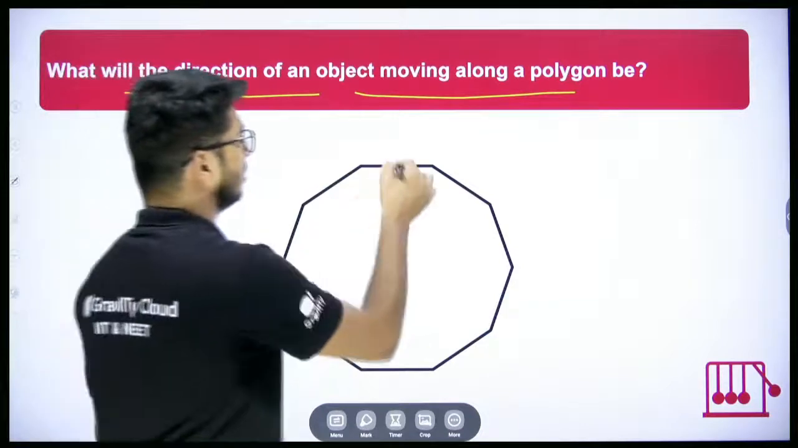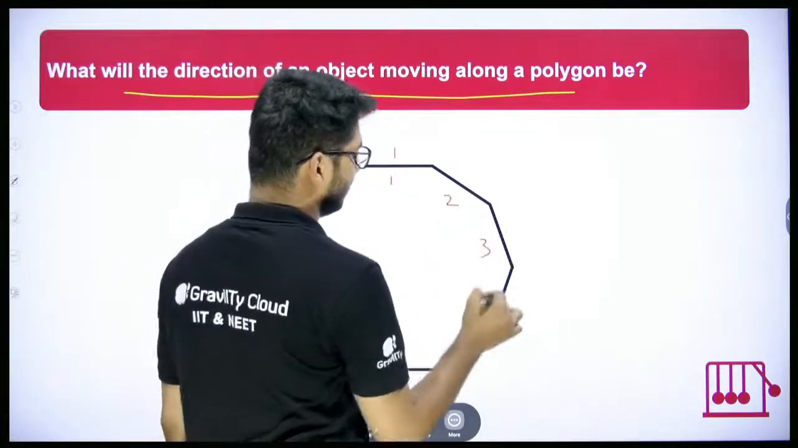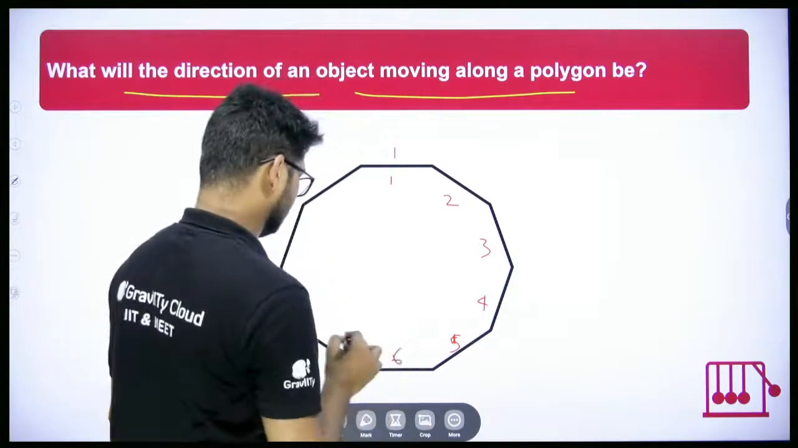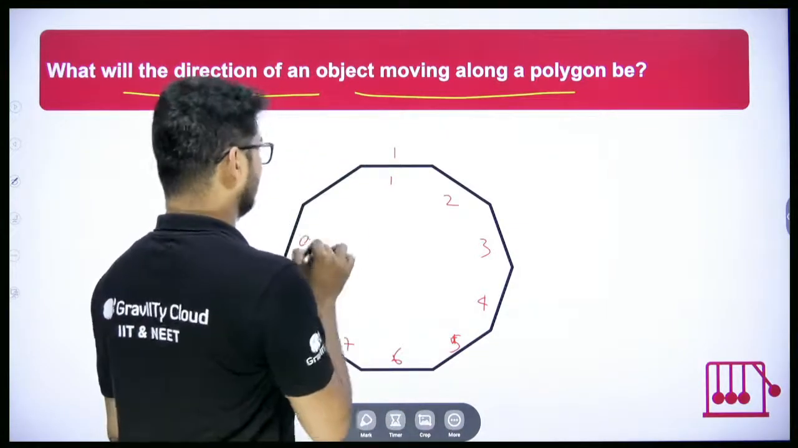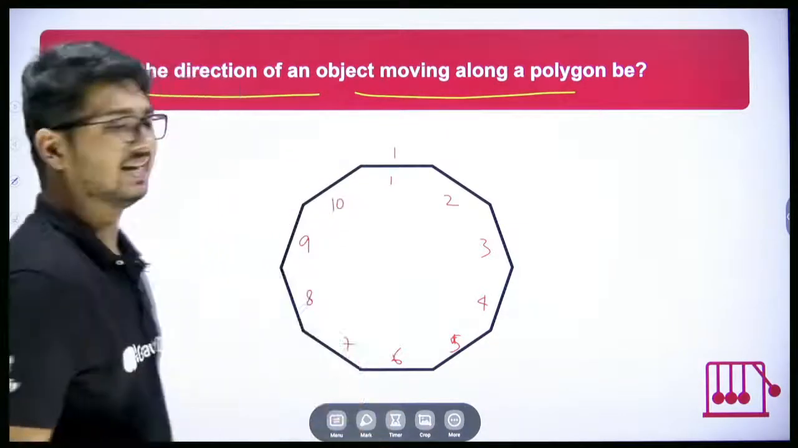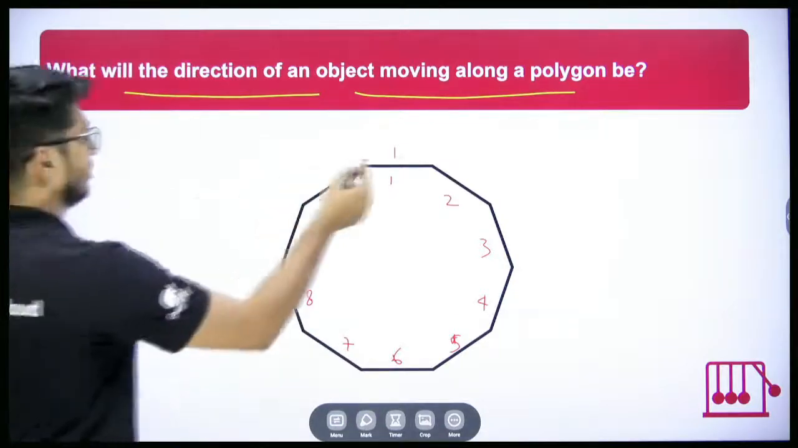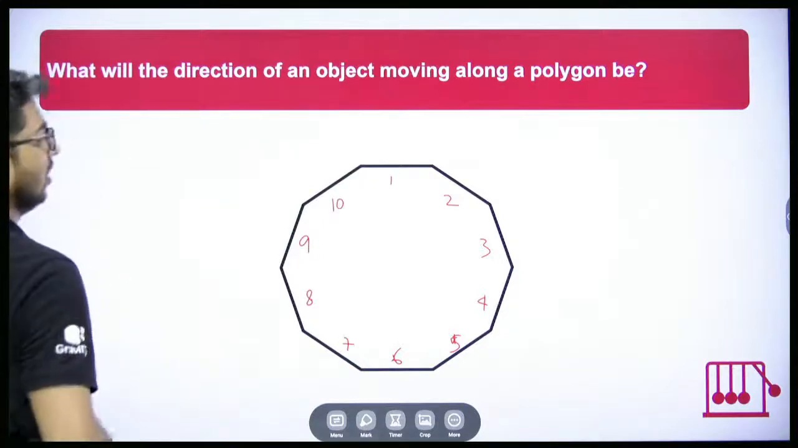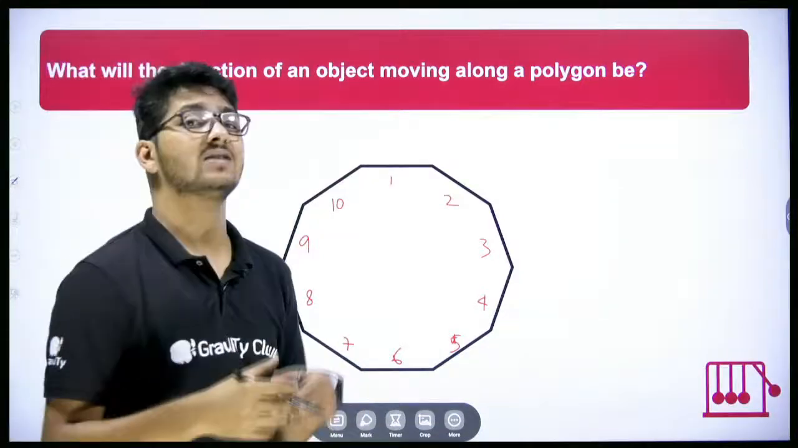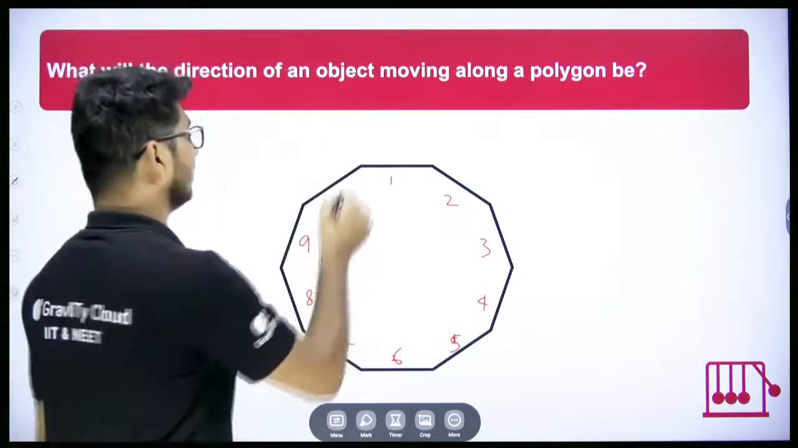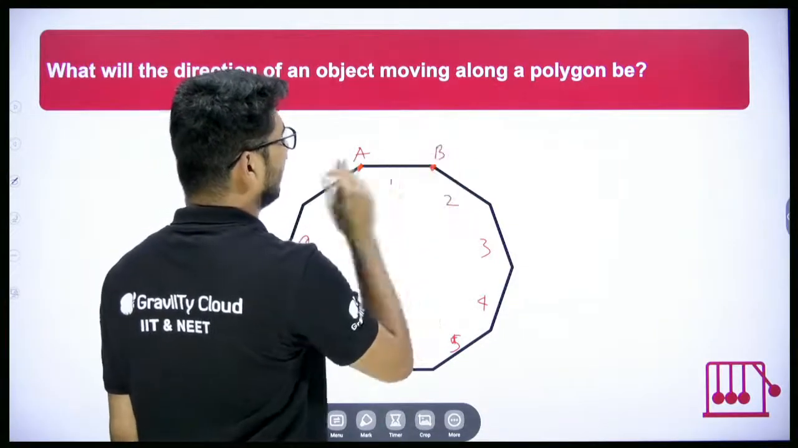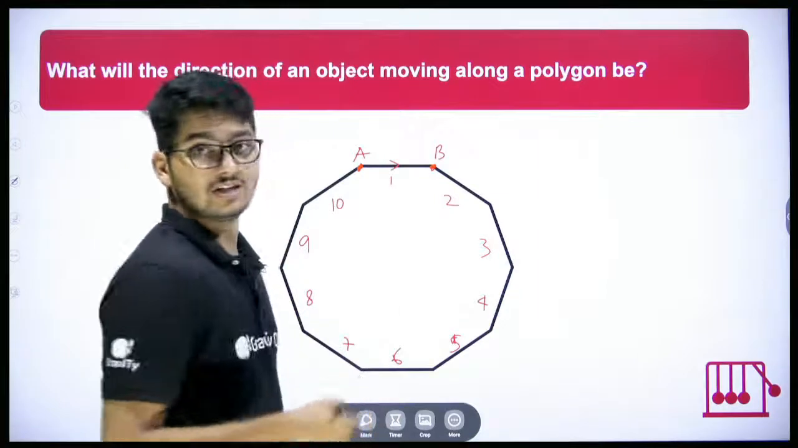So it is 1, 2, 3, 4, 5, 6, 7, 8, 9, 10. I think it is a decagon, right? 10 sides, so it will be a decagon. Now here, what is the side? What is the direction? So if I start from here, A, and we are going from A to B, it will be towards right.